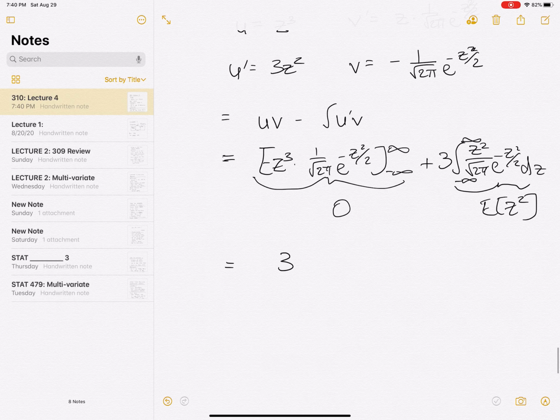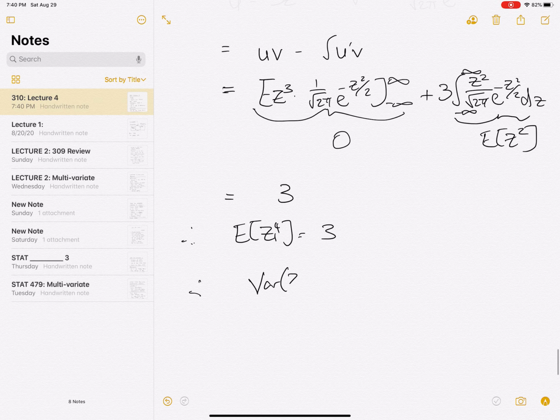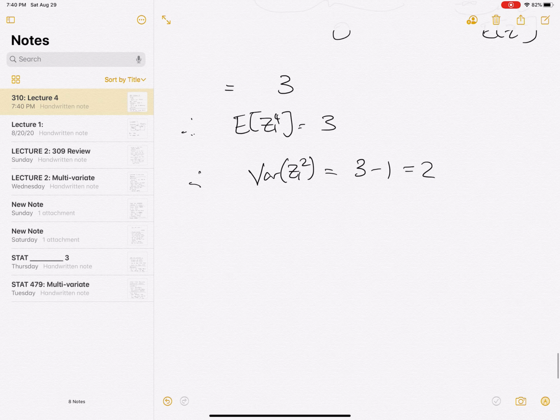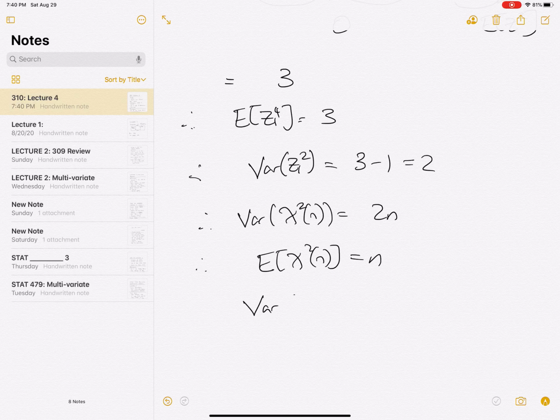So we have that E of Z1 to the 4 is equal to 3, and therefore the variance of Z1 squared is equal to 3 minus 1, which is 2. And so the upshot of all that is that the variance of a chi-squared n random variable is just equal to 2n. So we have that the expectation of chi-squared n is n, and the variance of chi-squared n is equal to 2n. That's giving you a sense of some of the key properties of this chi-squared random variable.